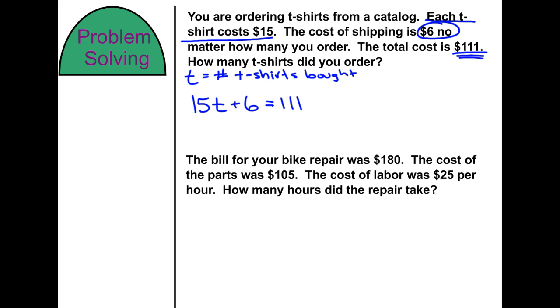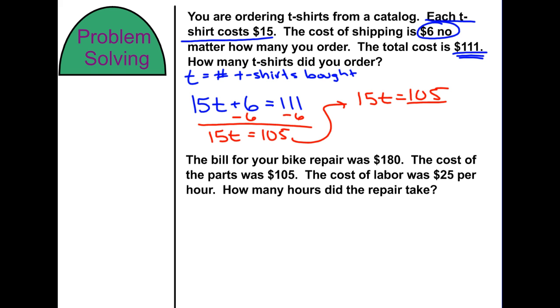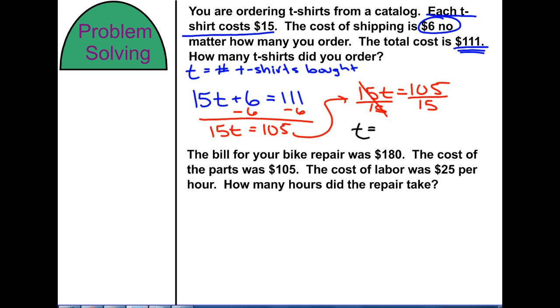Now we have to solve from there. Subtract 6. So we get 15t equals 105. Divide by 15. Those cancel. So then we get t equals 7 t-shirts. We need to actually answer the question: 7 t-shirts.